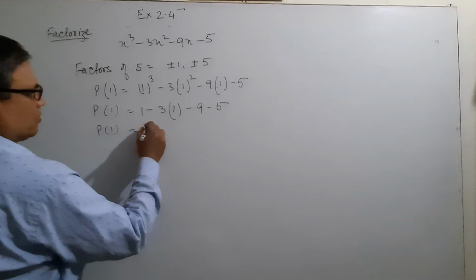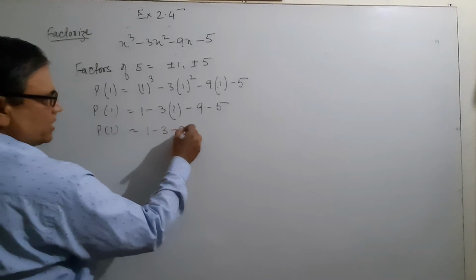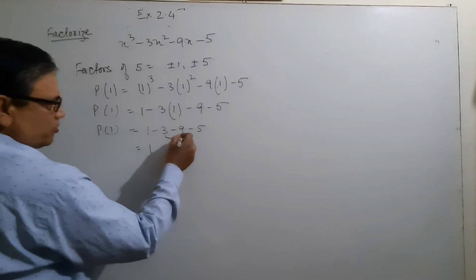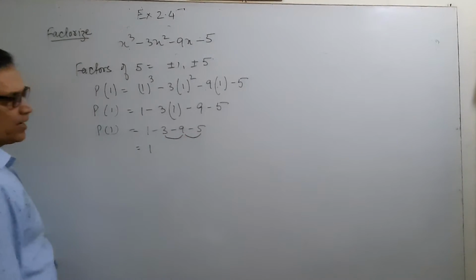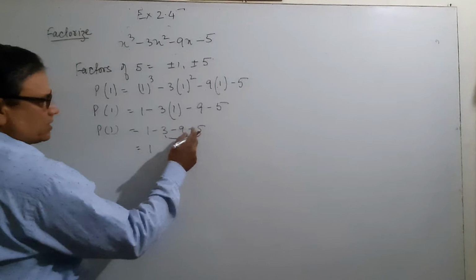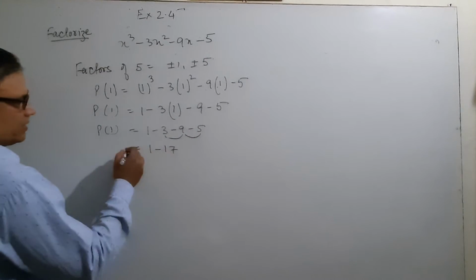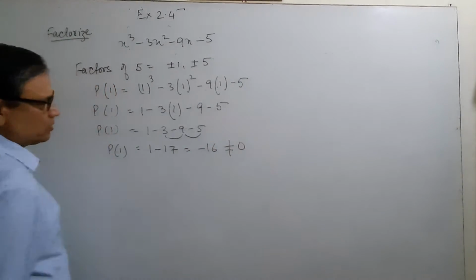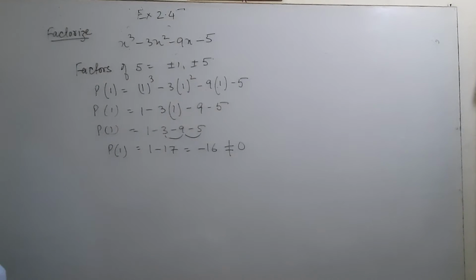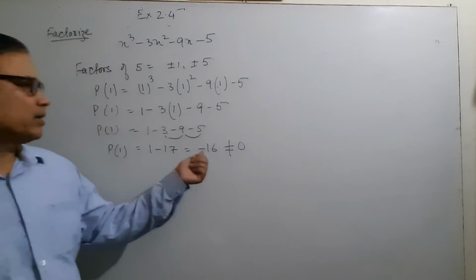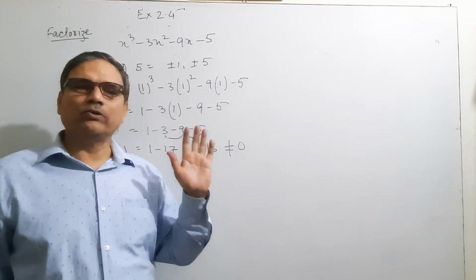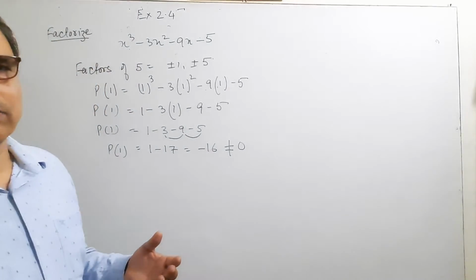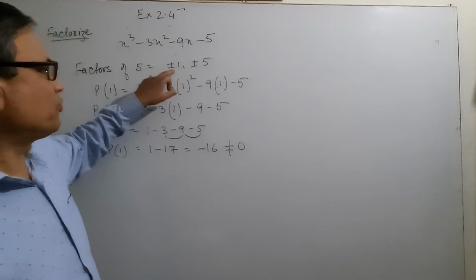And now what do we do? 1 minus 3 minus 9 minus 5. 1 minus 3 minus 9 will be minus 12, and minus 12 minus 5 is minus 17. 1 minus 17 is equal to minus 16, not equal to 0. It means when we put x equal to 1, then the remainder is minus 16, not equal to 0. So we have to put another value of x, but we have to put only from these factors.